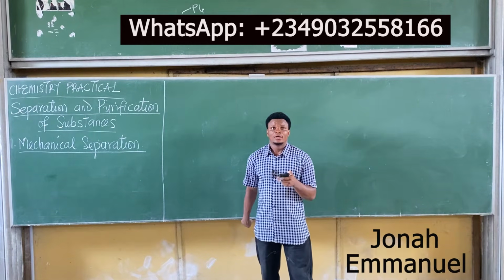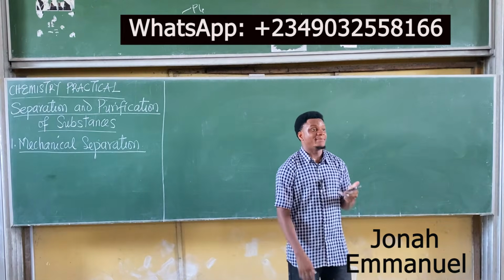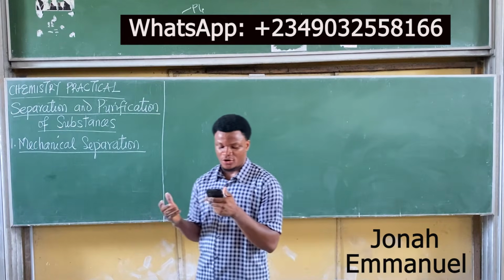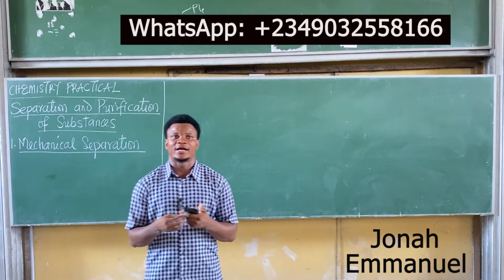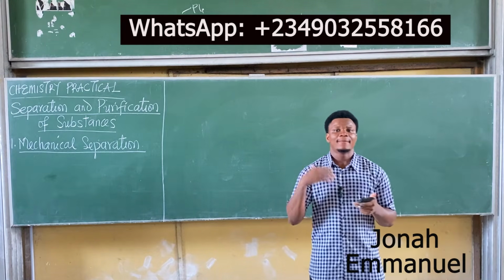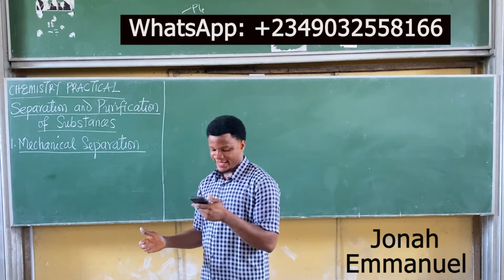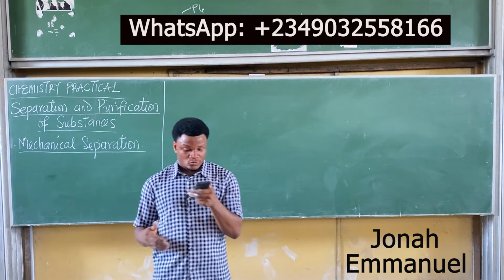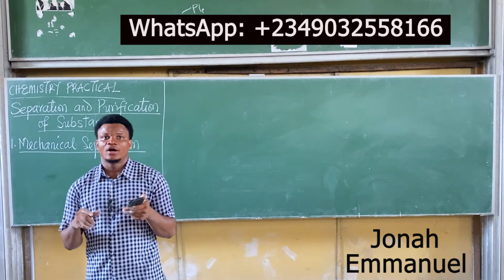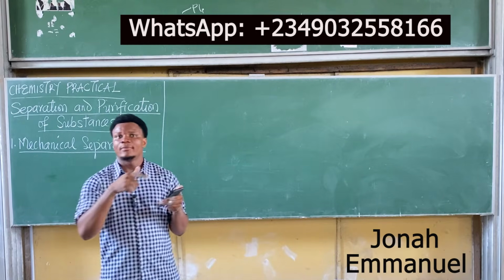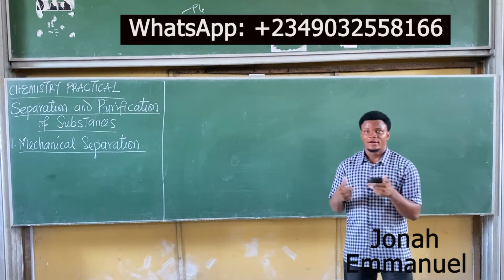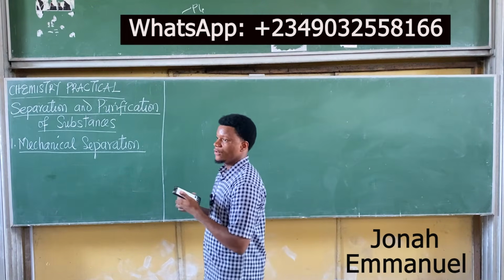Example, the use of a bar magnet to separate the mixture of iron powder from sulfur powder.